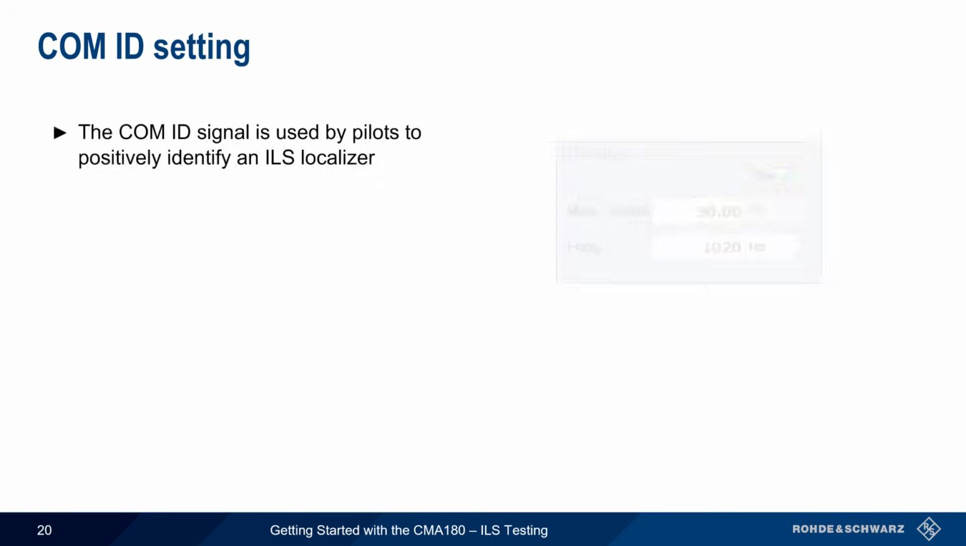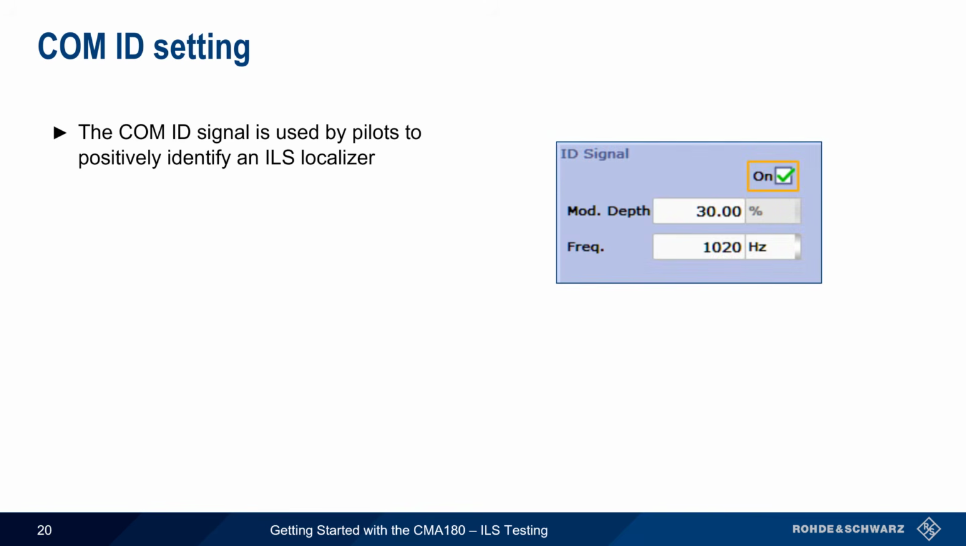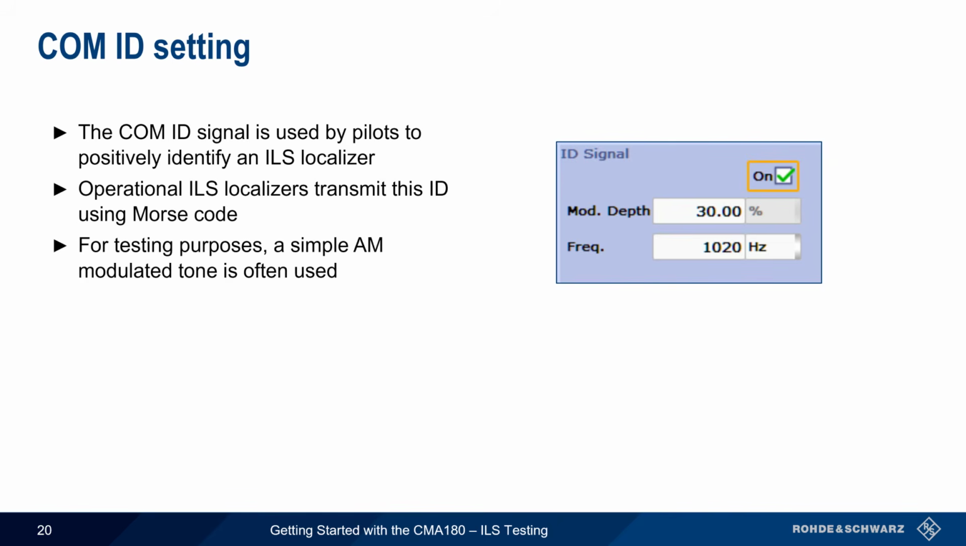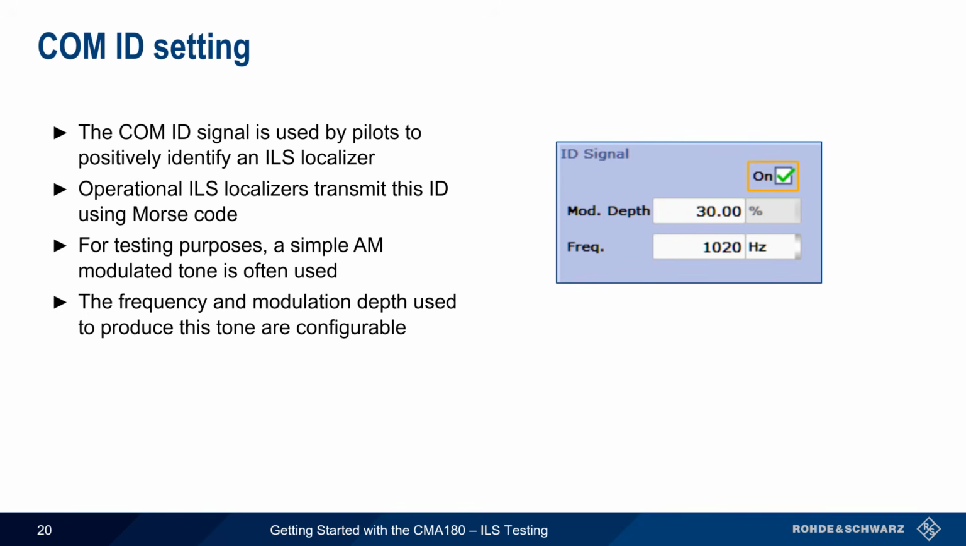The final configuration parameter we'll look at is the COM-ID signal, which is used by pilots to ensure that they are tuned to the proper ILS localizer. Localizers transmit this ID signal as Morse code, but for testing purposes, a simple AM modulated tone is often used as the ID signal. On the CMA180, the frequency of this tone and the modulation depth can be configured. Enabling the ID signal will cause this tone to be heard when the ILS receiver is tuned to the signal frequency.